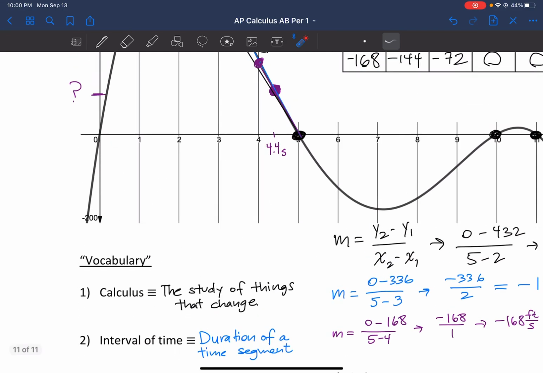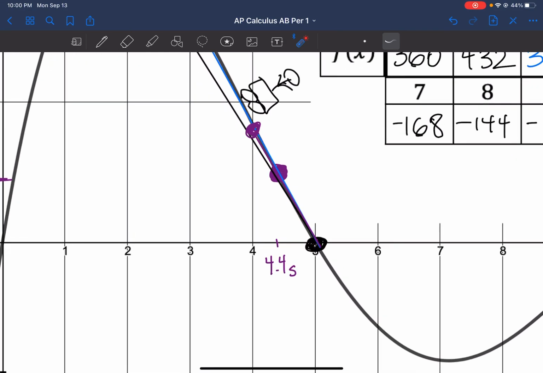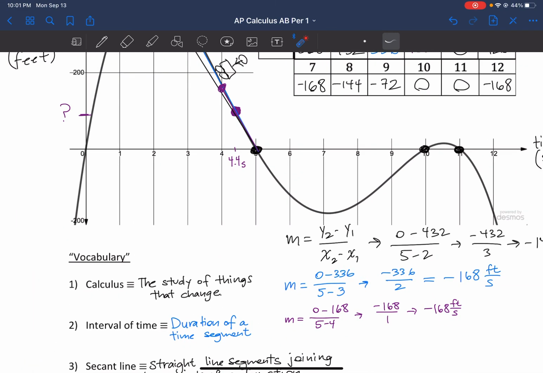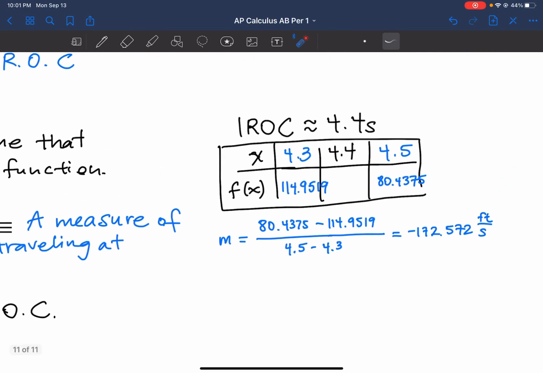I mentioned that my unofficial definition of calculus is the study of things that change. If I want to change this interval, the 4.3 to 4.5, and get closer to the 4.4 seconds, yes, I can do that. Instead of using a tenth, or 0.1, from each side, I can go at a smaller number and use 0.001 of a difference. The closer and closer you get to 4.4 seconds, the better of an approximation for an IROC, or instantaneous rate of change, you will get at that location here.